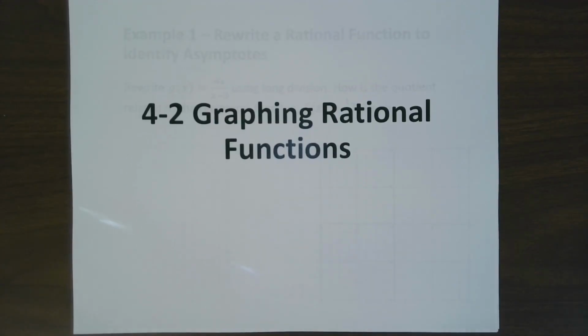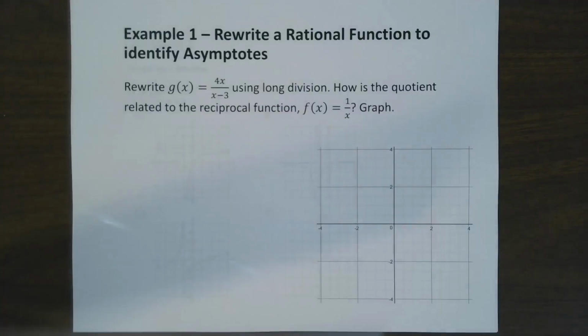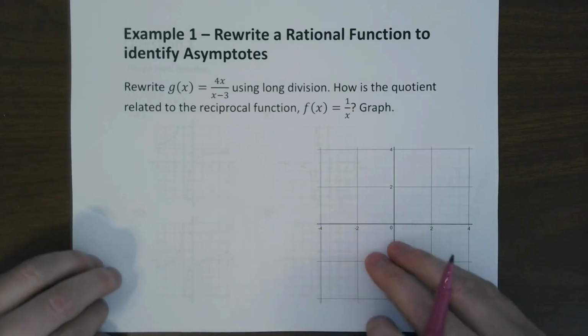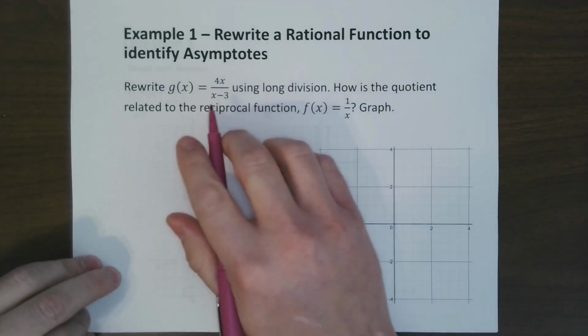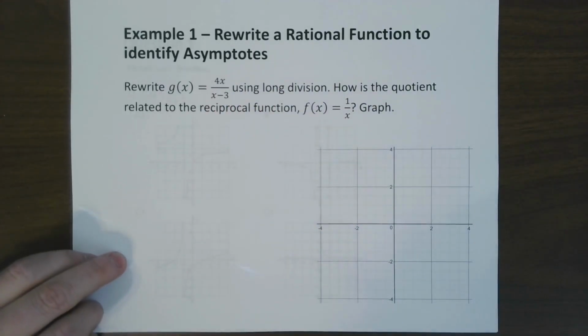Hi, today's lesson is on graphing rational functions. One of the easiest ways to graph a rational function is to write it in transformational form, or vertex form, or whatever you want to call it. We can do that using long division, which we learned in the previous unit.